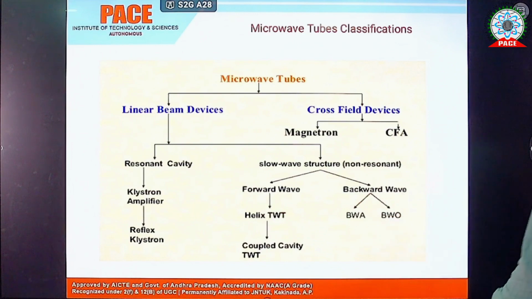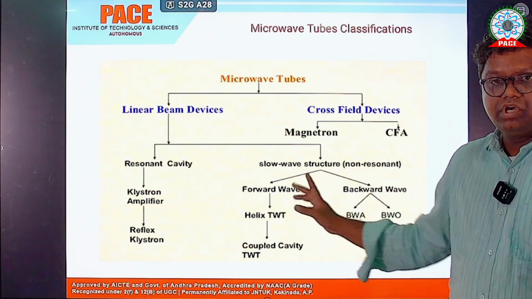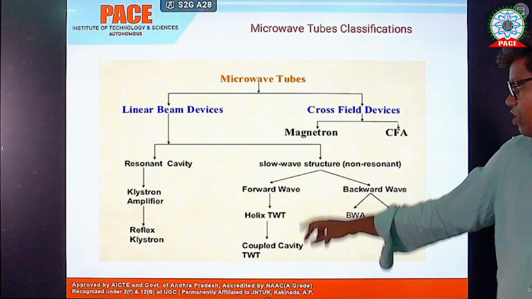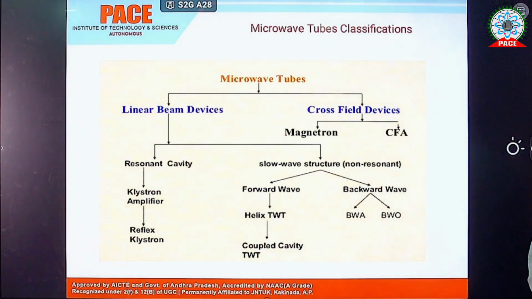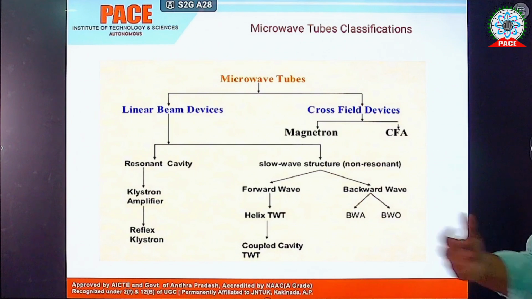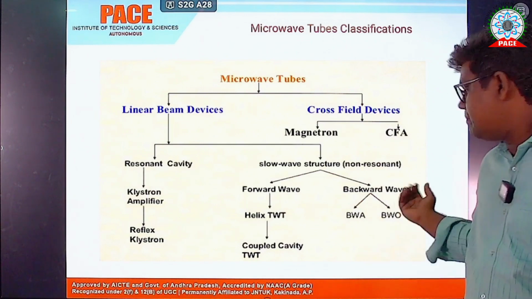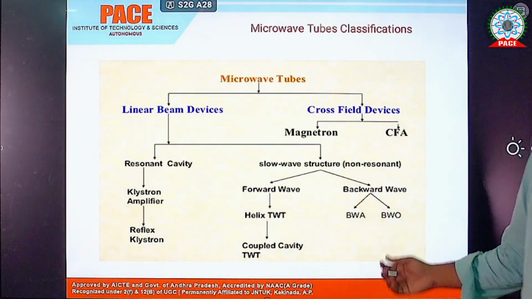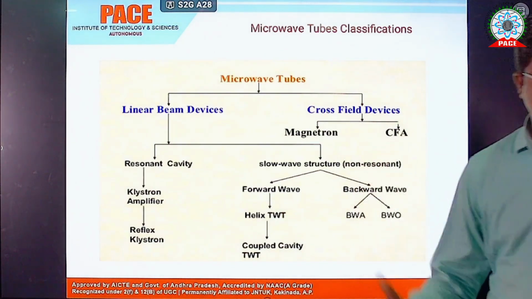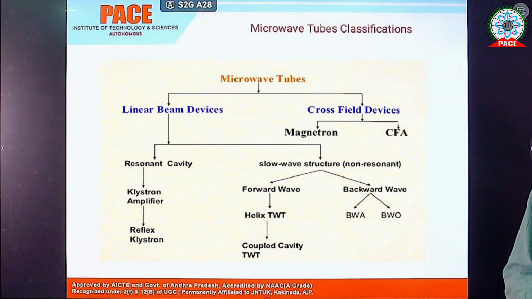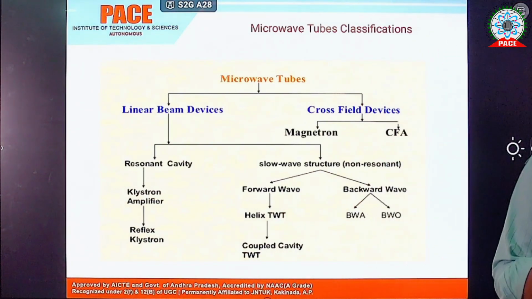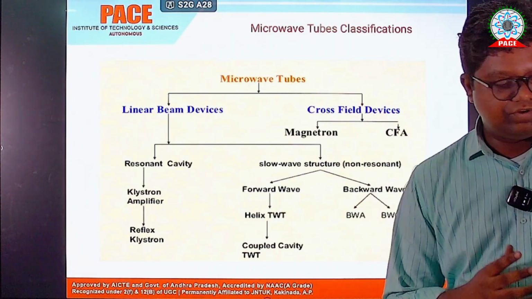In slow wave structures, there are again two types, forward wave and backward wave. In forward wave, there is helix traveling wave tubes as well as coupled cavity traveling wave tubes. In backward wave, there are two types, BWA, backward wave amplifier, and backward wave oscillator. So these are the different types of tubes which replaced the conventional tubes and are helpful in communication scenarios.